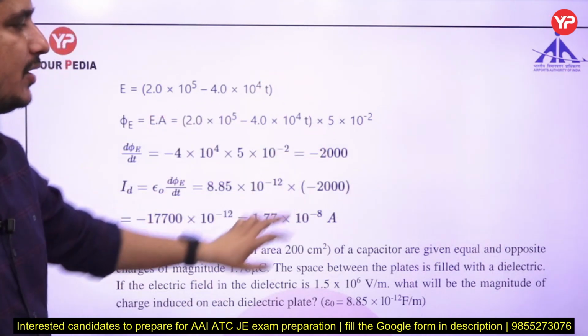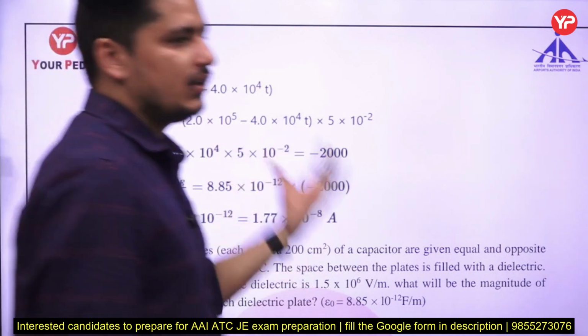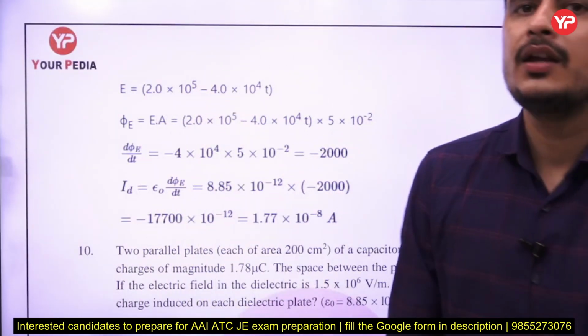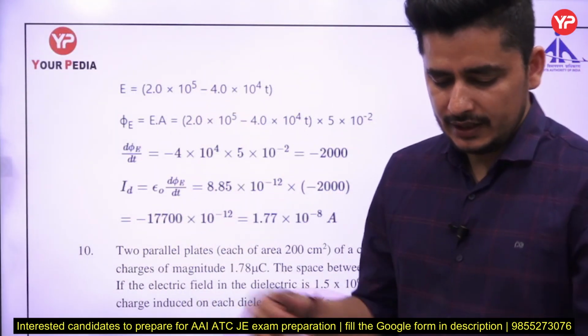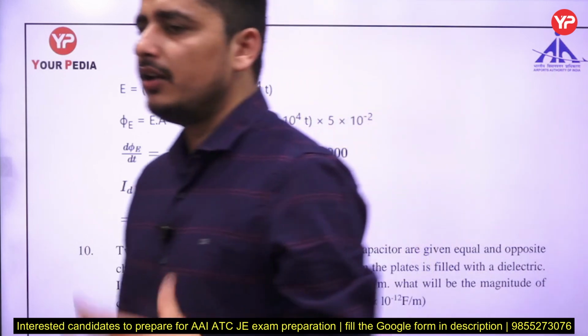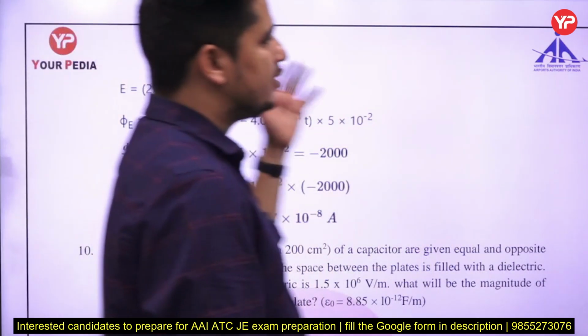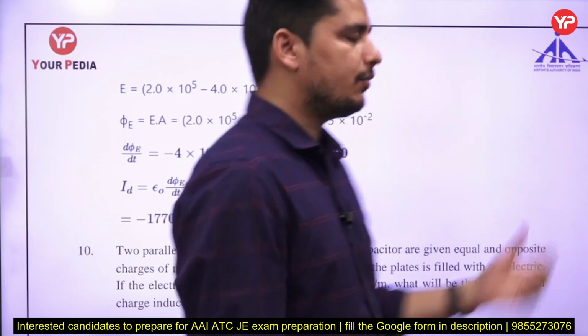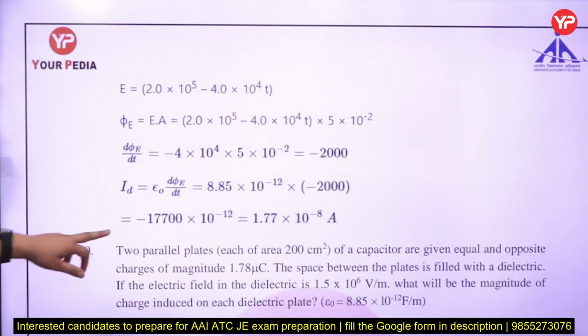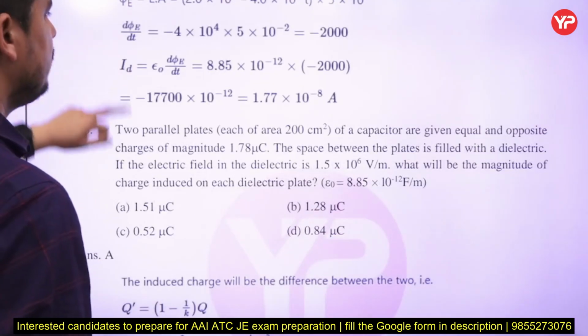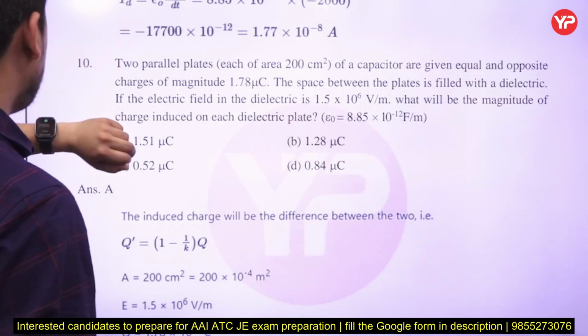The main concept is that the displacement current density JD will be epsilon naught del E over del T, right? From the current density, if you want to go to the current, you have to multiply that with A, the area. So it is going to be 1.77 times 10 raised to power minus 8.